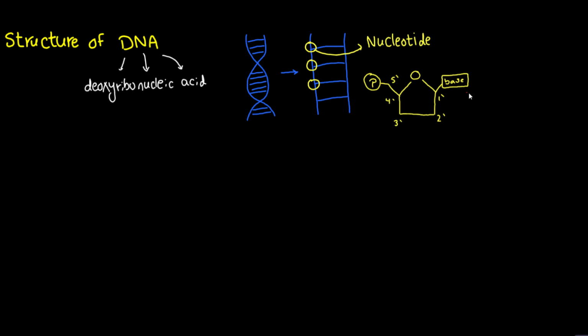Let's begin with the nitrogenous base. A base is attached to the 1 prime carbon of the sugar. This base is the central information carrying part of the nucleotide structure. A base can be adenine, guanine, thymine, or cytosine. Adenine and guanine are called purines, while thymine and cytosine are called pyrimidines.